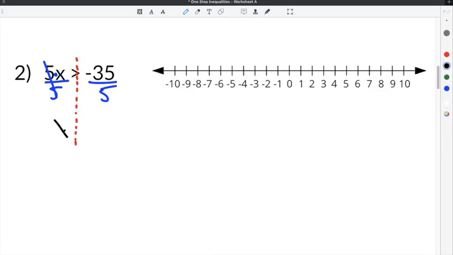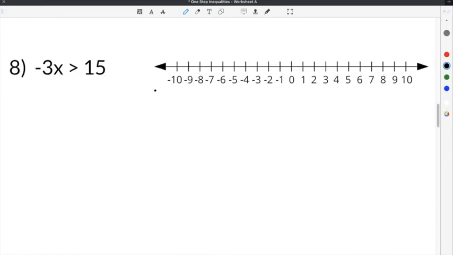This side we have x, so the 5's are canceled, and we just have x, is greater than, and then negative 35 divided by 5 is negative 7. So now when we go to graph this, we have x is greater than negative 7, so we go to negative 7, which is right here. We draw a parenthesis, and then we draw the arrow in the direction that the sign is pointing. So greater than would be everything in this direction.